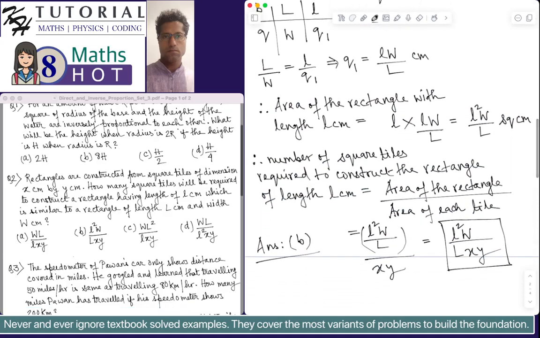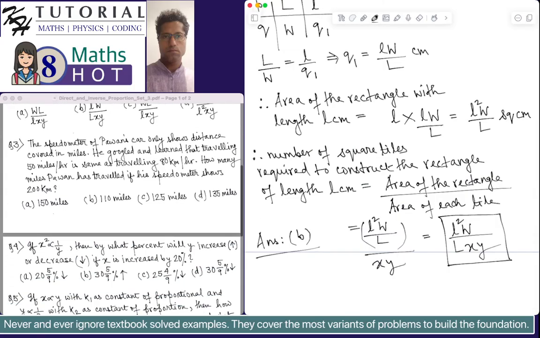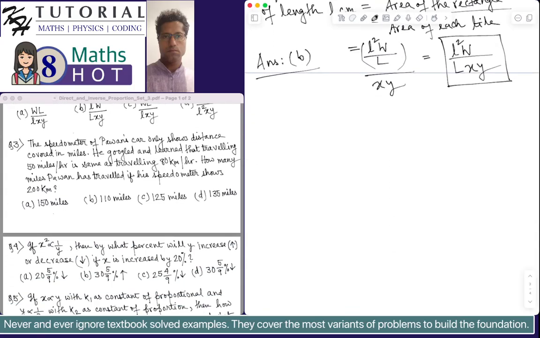Let's do the next problem. The speedometer of Pawan's car only shows distance covered in miles. He googled and learned that traveling 50 miles per hour is same as traveling 80 km per hour. How many miles has Pawan traveled if his speedometer shows 200 km?